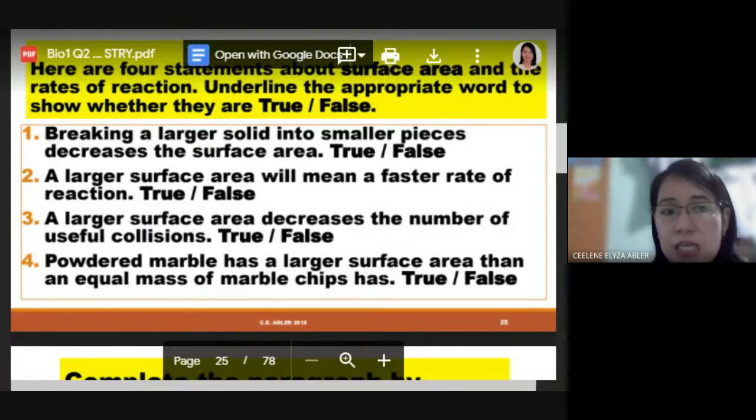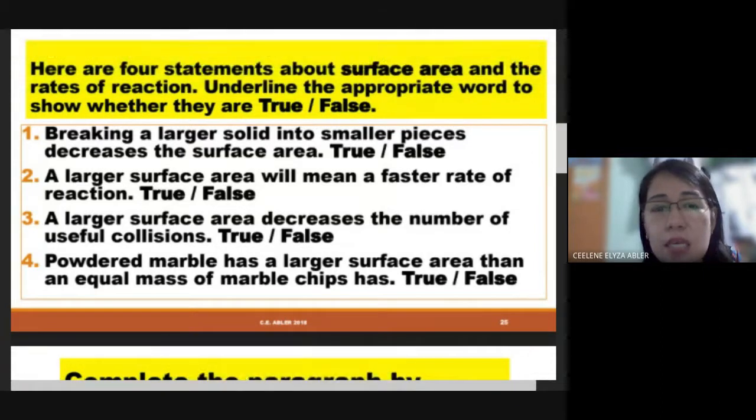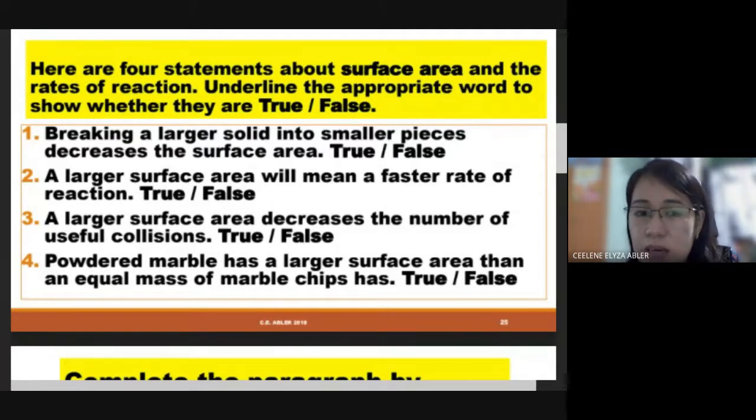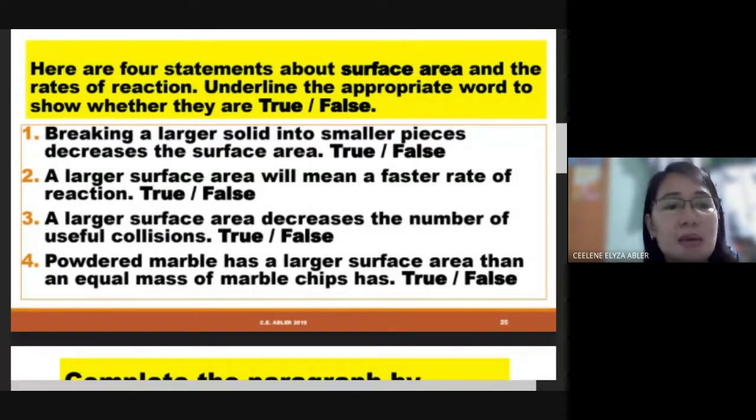So our starch is an example of a larger solid, and the disaccharides and monosaccharides are an example of the smaller pieces. The smaller the pieces are, the larger the surface area, and the better your enzymes will work on your substances, and they will act better on that substrate. Okay, next we have number 2: a larger surface area will mean a faster rate of reaction.